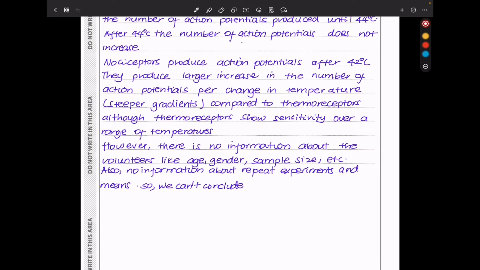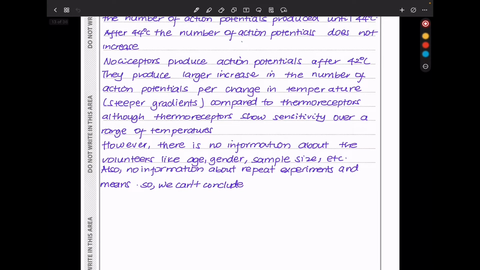Although thermoreceptors showed sensitivity over a wider range of temperatures, however, there is no information about the ages of the volunteers, the gender, the sample size, and so on. Also, there is no information about repeat experiments and means, so we cannot conclude on the validity of the data.